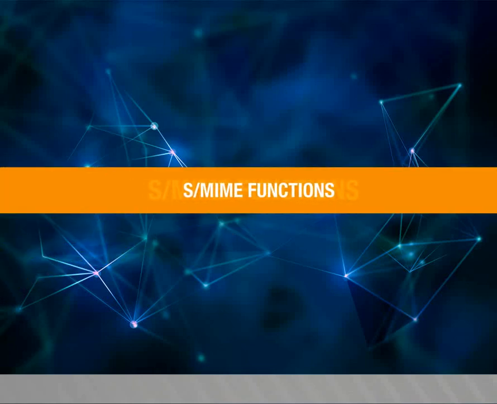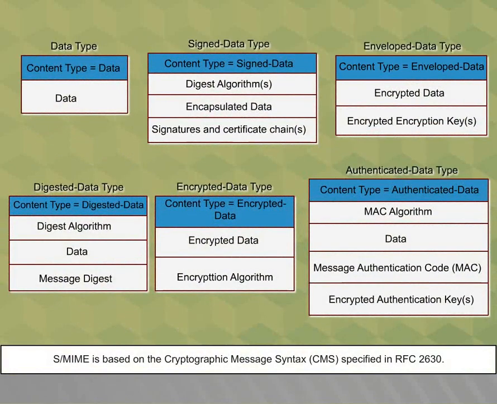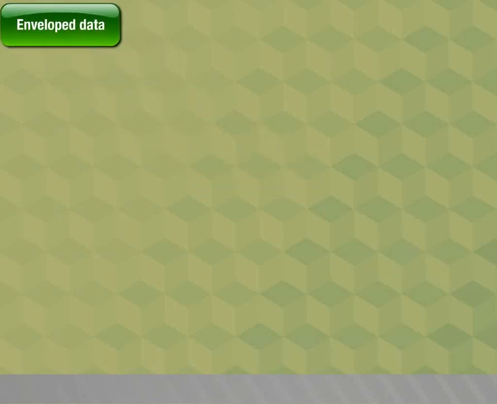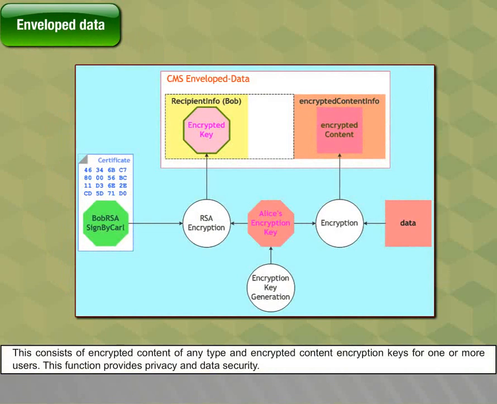S/MIME functions. In this video, we are going to learn about S/MIME functions. S/MIME is based on the Cryptographic Message Syntax, CMS, specified in RFC 2630. Enveloped data: this consists of encrypted content of any type and encrypted content-encryption keys for one or more users. This function provides privacy and data security.